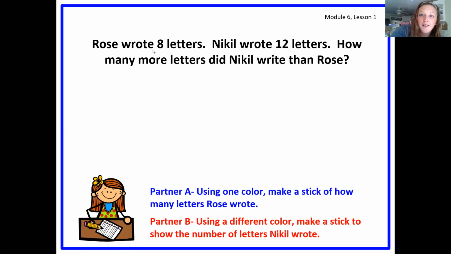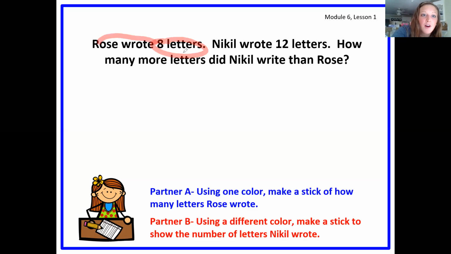My screen keeps jumping ahead on me. So the 8 letters right here for Rose, draw that. And then the 12 letters for Nikil. Go ahead and draw that. And while you're doing that, I'm going to go ahead and put on my picture.